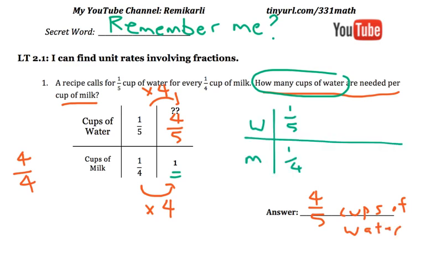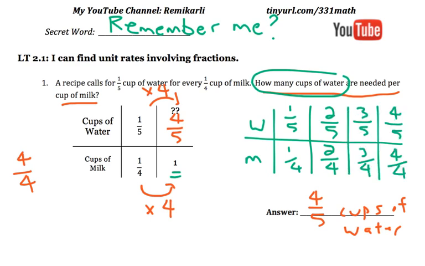So this is basically a scale up by multiplying strategy. You could have also scaled up by adding. Every time the cups of water goes up by 1/5, the cups of milk are going to go up by 1/4. And if we scale up to 4/4 or a whole of milk, we end up with the same answer, 4/5 cup of water.